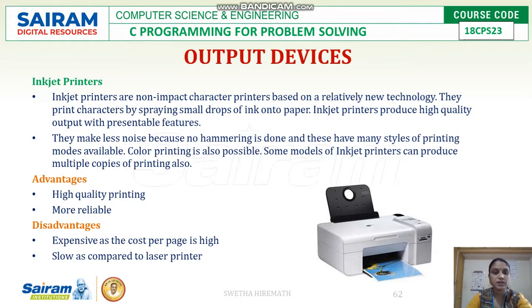I stopped at inkjet printers in my last video. Inkjet printers are non-impact character printers based on a relatively new technology. They print characters by spraying small drops of ink onto the paper. Inkjet printers produce high quality output with presentable features. They make less noise because no hammering is done, and they have many styles of printing modes available. Color printing is also possible. Some models of inkjet printers can produce multiple copies of printing also.